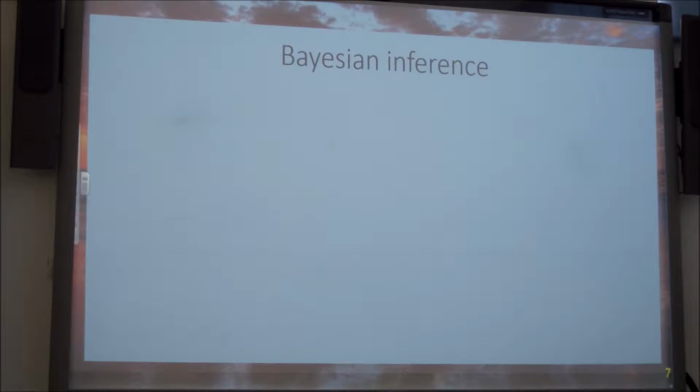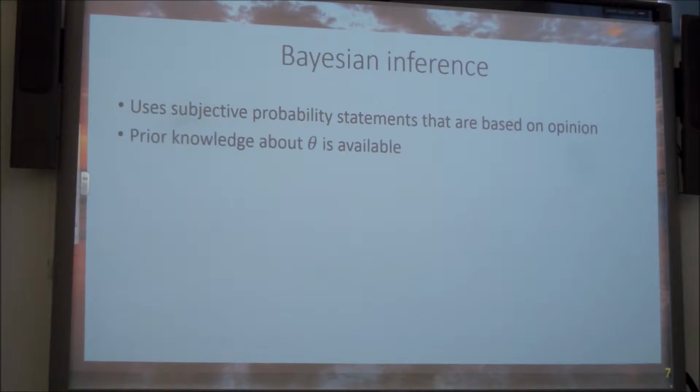But Bayesian inference is different because we can incorporate prior information. So it makes use of subjective probability statements that are based on opinion, and we assume there is some information about theta that we have before we start. And we characterize this through the prior distribution, pi of theta.